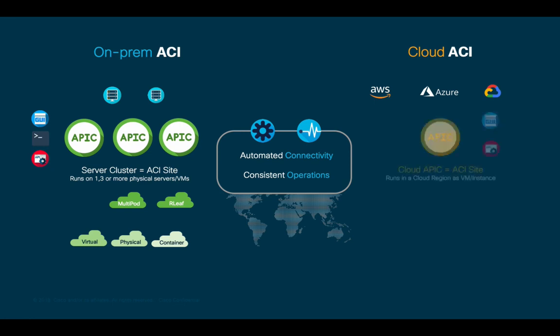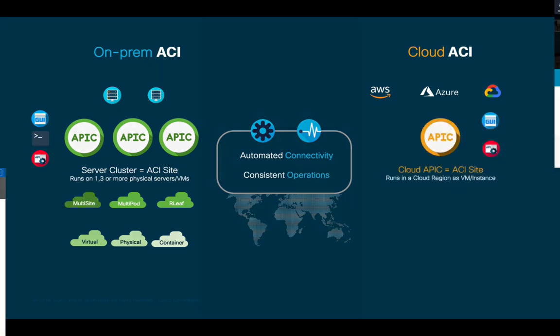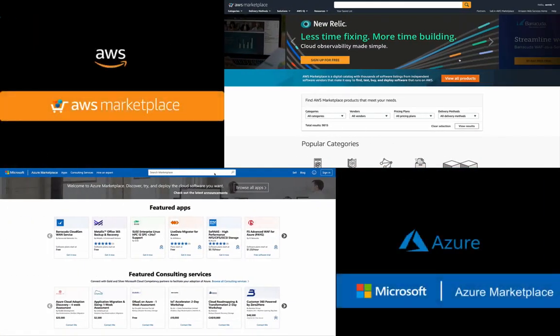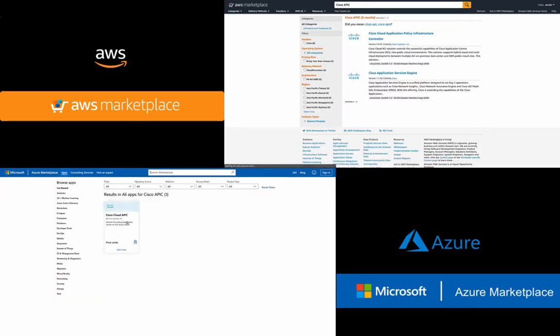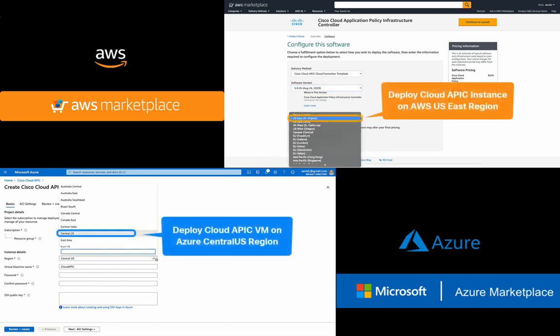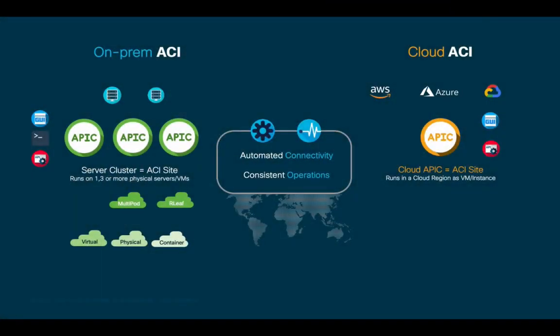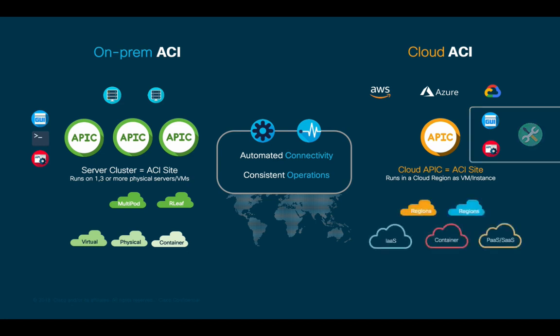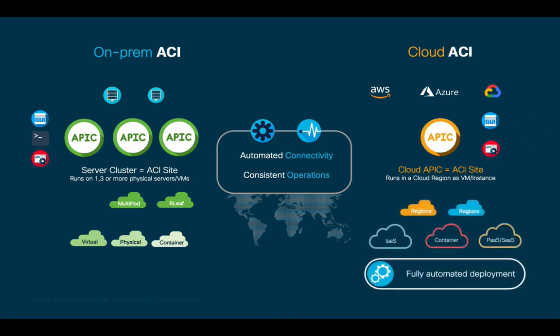Now, if we compare it to Cloud ACI, you just have to go to your cloud provider's marketplace, in this case AWS or Azure, and subscribe to the Cisco APIC service in a specific region. This will automatically deploy a cloud APIC running as a VM or instance in the cloud you choose, and through it, you can consolidate cloud networking management either through the GUI or RESTful API for multiple regions in a given cloud provider. The whole setup is automated. Therefore, as we will see, you just need to answer some basic questions, and after a few seconds, your cloud APIC is ready to be used.